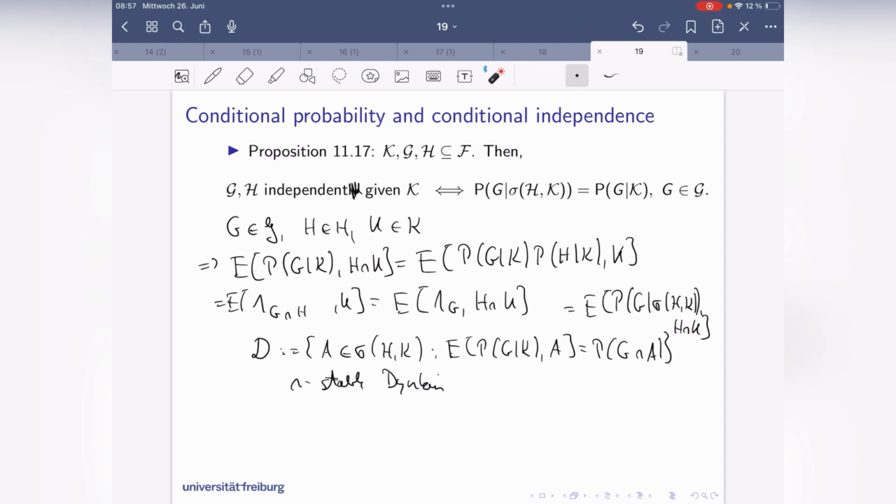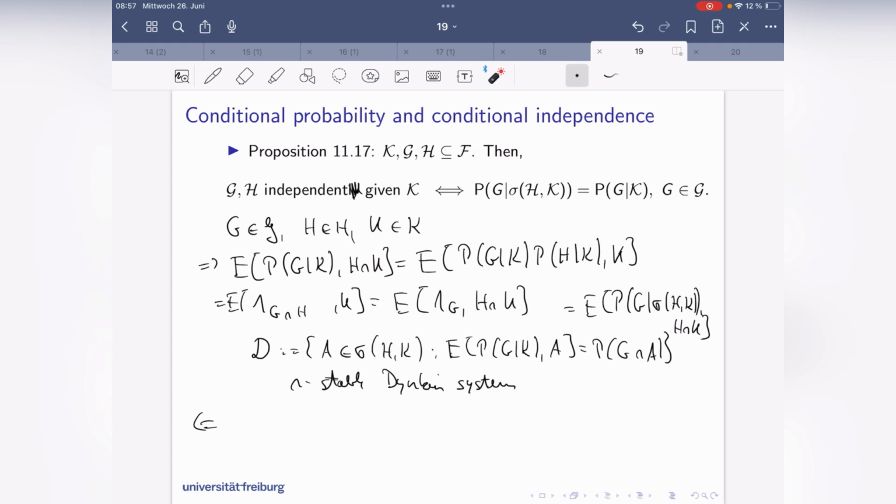And at least we have these things here in it. So it's not smaller than the sigma algebra generated by H intersected with K. So it's not smaller than H, it's not smaller than K, so it's not smaller than the sigma algebra generated by both of them. So cap-stable Dynkin system, and that's it for the one direction. I mean, you have to do something here, but I won't show you this, but it's in the manuscript.